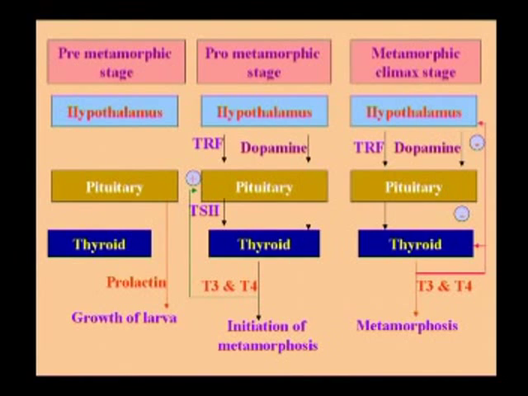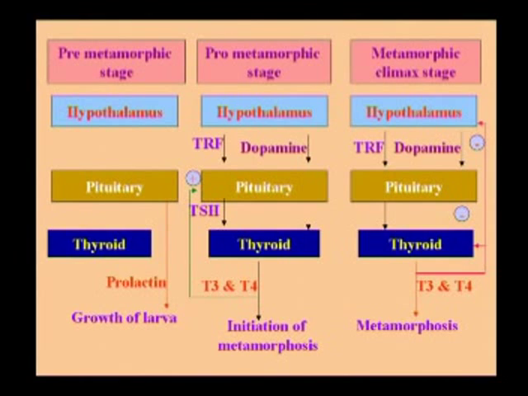When the larva attains its maximum size, it enters into the initial process of metamorphosis. What is the initial process of metamorphosis? It is the pro-metamorphic stage. As usual, the hypothalamus by this time releases a substance, not like in the pre-metamorphic stage. The substance is thyroid stimulating hormone releasing factor, or thyrotrophin releasing factor, released by the neurosecretory cells present in the brain. The TRF from the hypothalamus activates the pituitary.